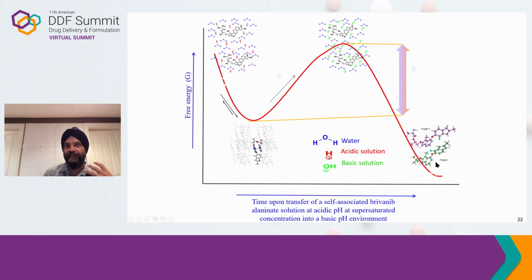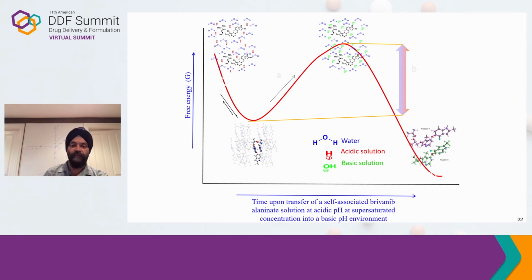So crystallization of a drug or precipitation of a drug at the basic pH, there is an enthalpic barrier, and that enthalpic barrier requires rearrangement of the molecules before it will actually precipitate. And that rearrangement is inhibited by the self-association of the drug itself. And this, we believe, is the underlying reason why supersaturation through self-association is beneficial to in vivo performance.